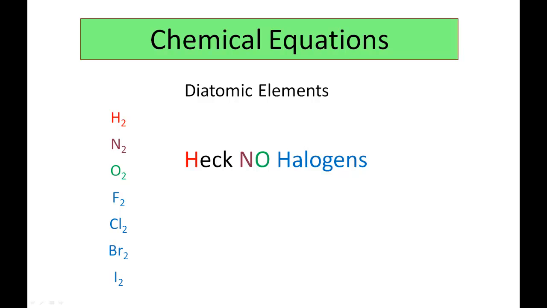A quick way to remember the diatomic elements is HONClBrIF, or "hex no halogens." The H stands for hydrogen, the No stands for nitrogen, oxygen, and of course your halogens, which are group 17 on your periodic table.